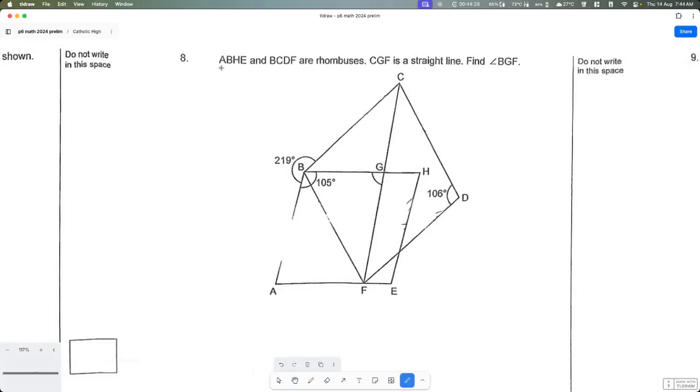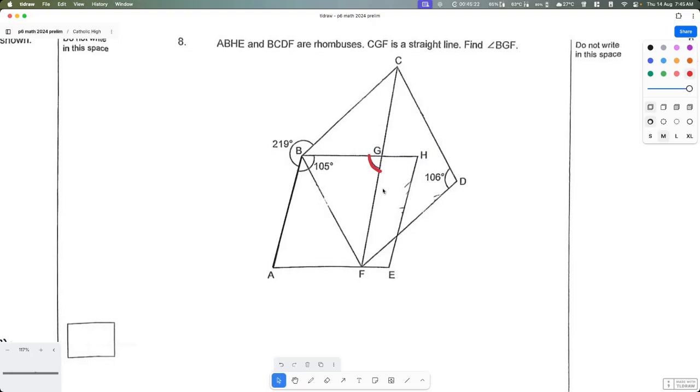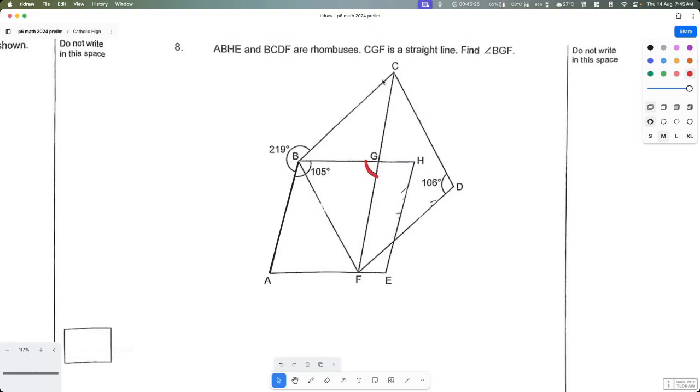Question number 8. ABHE and BCDF are rhombuses. CGF is a straight line. Find BGF. So I'm just gonna mark them down. At the same time, I'm just gonna make this a little bit easier to see with a line over here. So all of them are rhombuses, so I don't have to really mark them that much. We just need to find BGF, which is this. I'm gonna mark this red so it's easier to see.